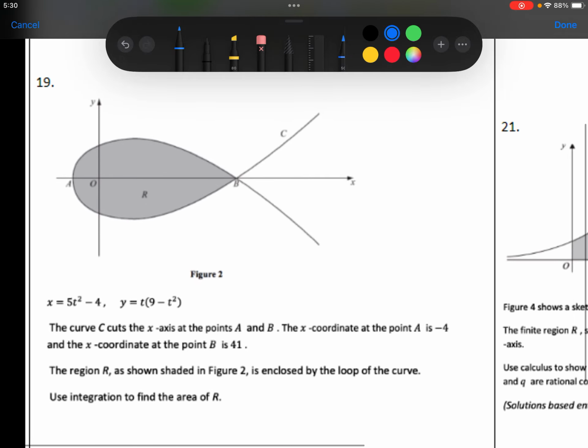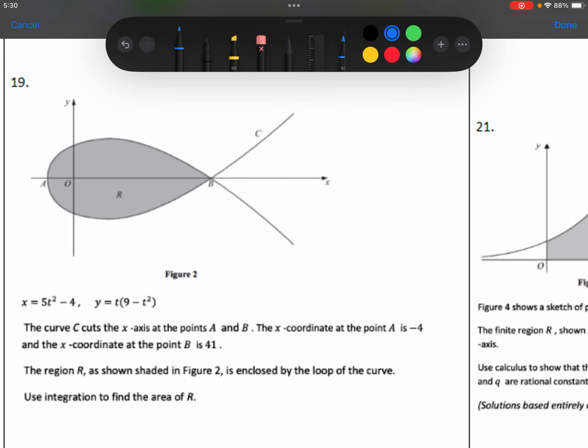Question 19. We've been given a curve there defined by the parametric equations x equals 5t squared minus 4 and y equals t times 9 minus t squared. We're told that the x-coordinate of point A is minus 4 and the x-coordinate of point B is 41. We need to work out the area enclosed in the loop.